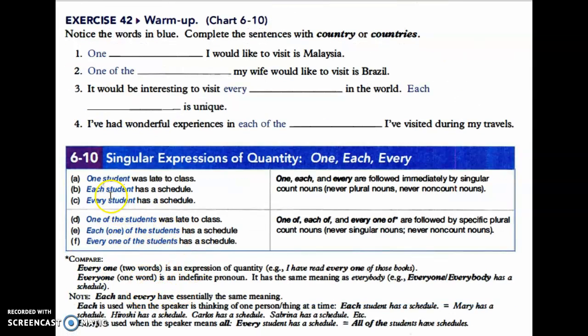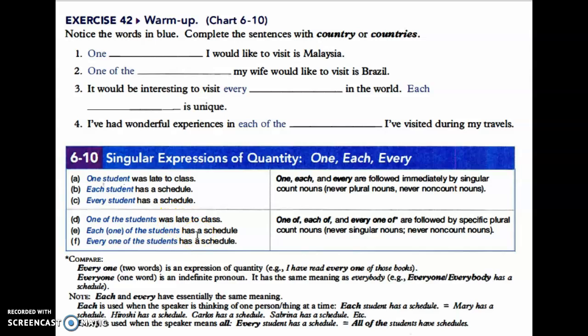And that as well, one student was late to class. Each student has a schedule. Every student has a schedule. One, each and every, always singular. One of the students was late to class is one person. Okay, one among all the students. Each one of the students has a schedule, and every one of the students has a schedule. One, each, and every can be followed by a plural noun, but the verb stays singular.